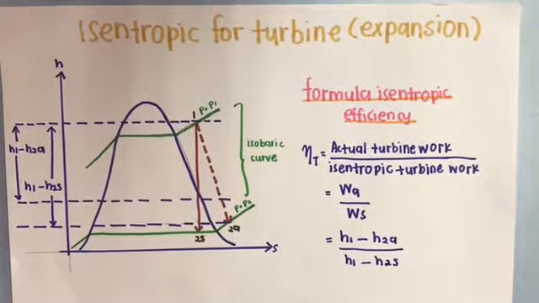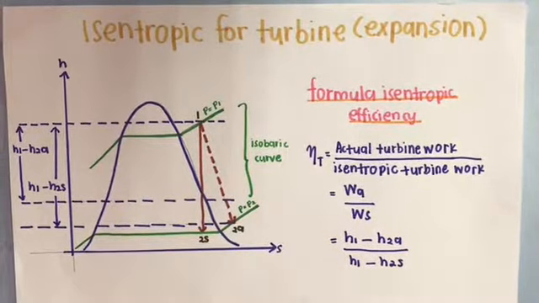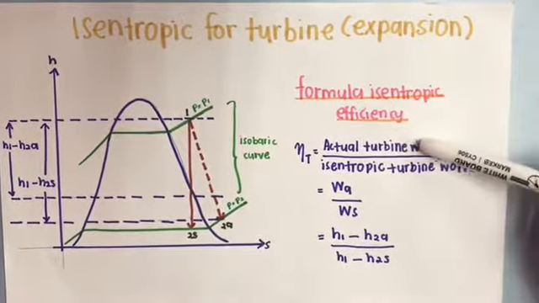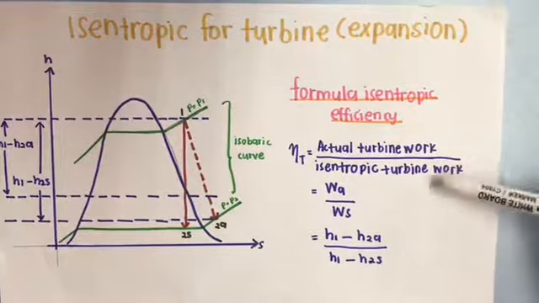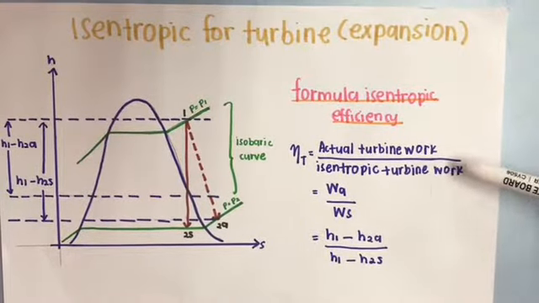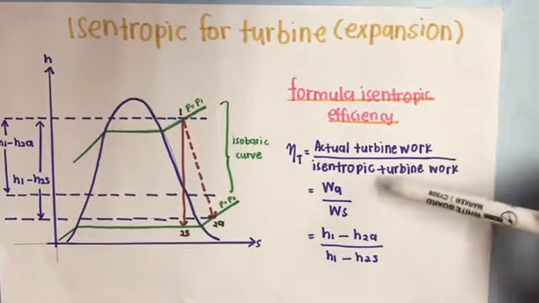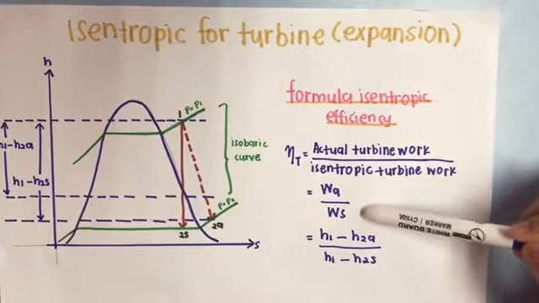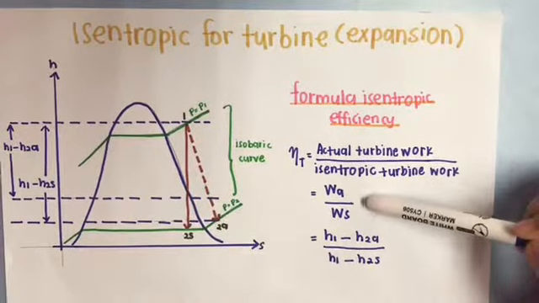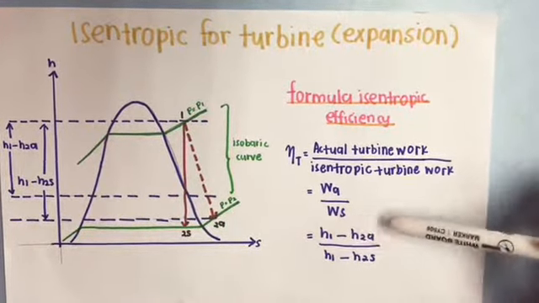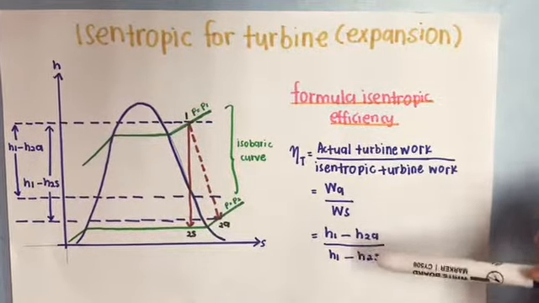I will explain the isentropic efficiency for a turbine, which is also known as the expansion process. The formula for isentropic efficiency is actual turbine work over isentropic turbine work, which is WA over WS. From this equation, we can get H1 minus H2A over H1 minus H2S.